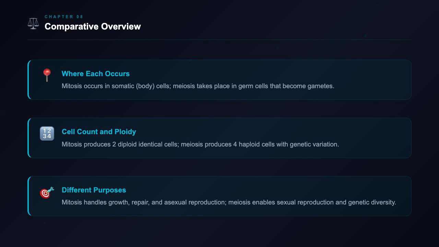Mitosis involves one division, while meiosis has two sequential divisions. This affects the chromosome number in the resulting cells. Mitosis produces 2 diploid daughter cells, while meiosis produces 4 haploid cells. Cells from mitosis are genetically identical to the parent cell. Meiosis creates genetic variation through crossing over and synapsis. Mitosis handles growth, tissue repair, and asexual reproduction. Meiosis is for gamete formation, enabling sexual reproduction and genetic diversity.